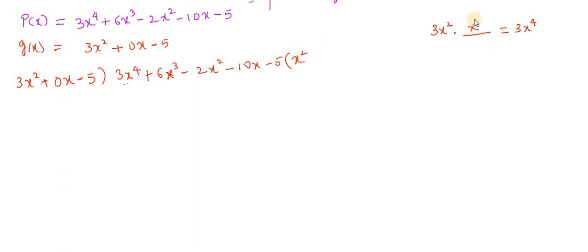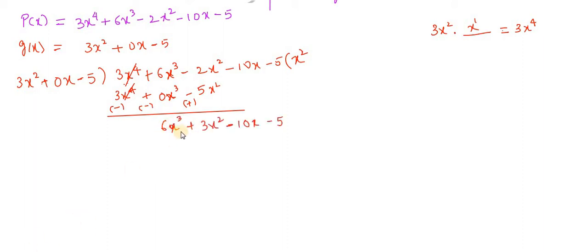And always no need to do it like this. Once you are thorough with this concept, you can directly do the steps. You need not do all these steps. So x square into 3x square is 3x to the power of 4, plus into plus 0 into x square is 0x cube, minus into plus, minus 5 into x square is 5x square. Now plus 3x to the power of 4 minus 3x to the power of 4 get cancelled. Then 6x cube minus 0x cube is plus 6x cube. You can write plus 6x cube as it is. We got 6x cube plus 3x square minus 10x minus 5.